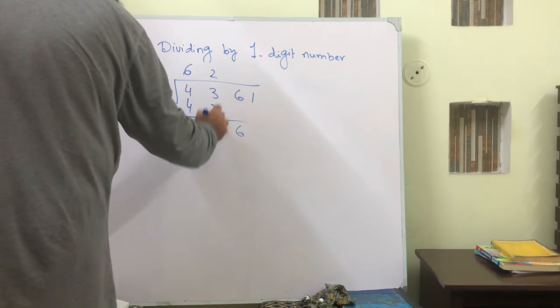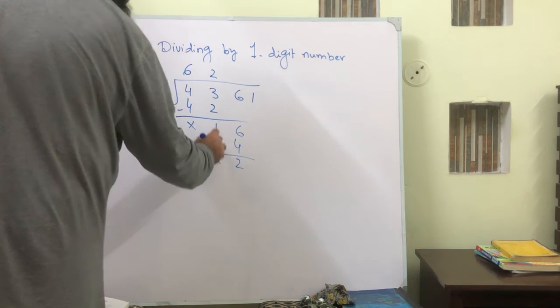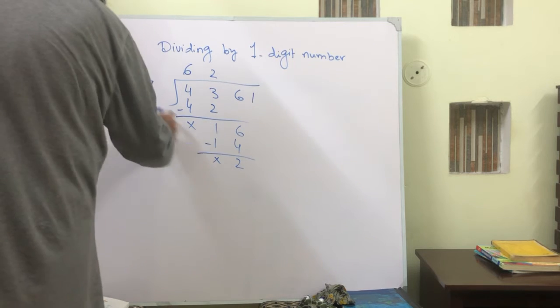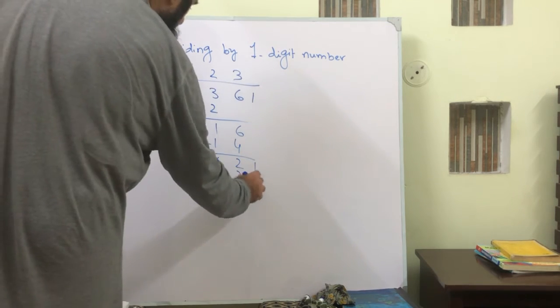7 2s are 14. Minus: 6 minus 4 is 2. This is gone. 1 minus 1 is 0. 2 is smaller than 7. Bring 1 here. 7 3s are 21.